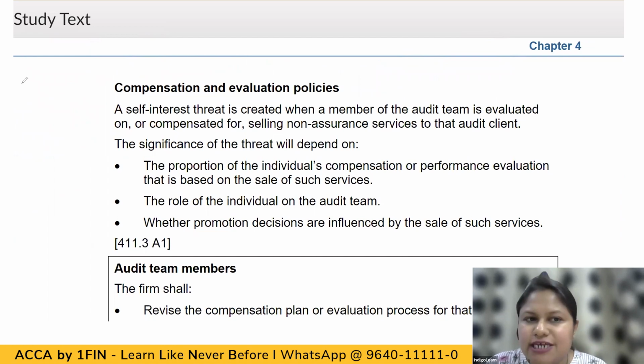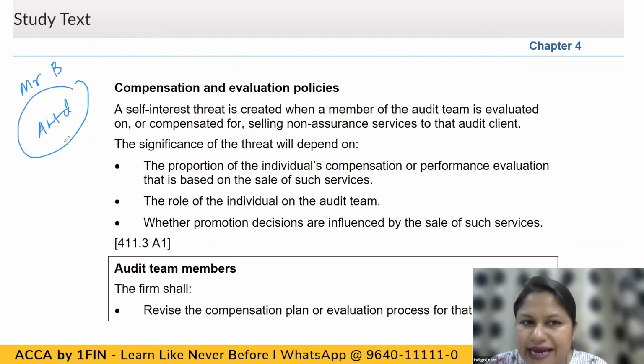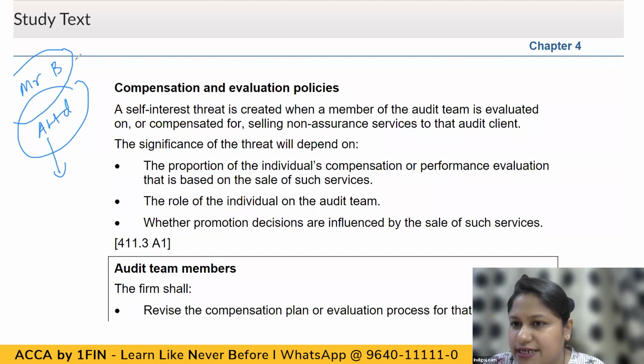Okay. So suppose Mr. B, when he was doing the audit of A Limited, also somehow managed to convince A Limited, because of the work B has done or carried on, and A Limited is now also interested in taking tax service from us.